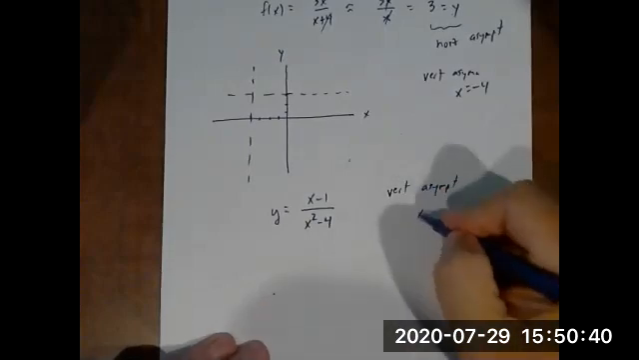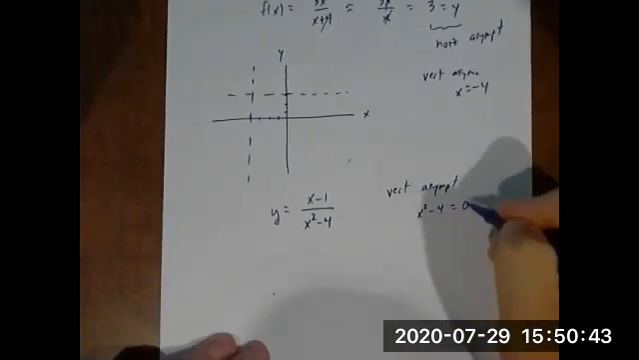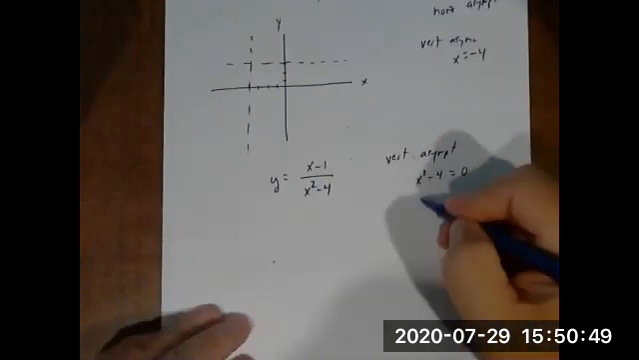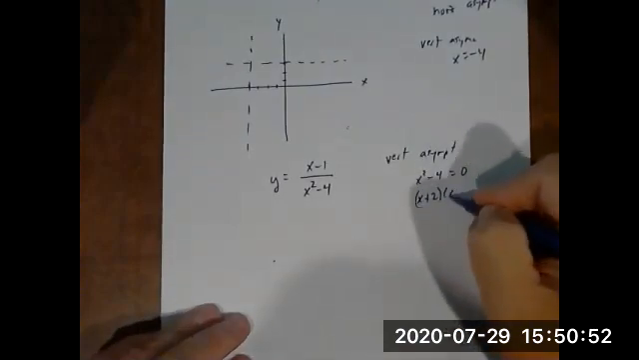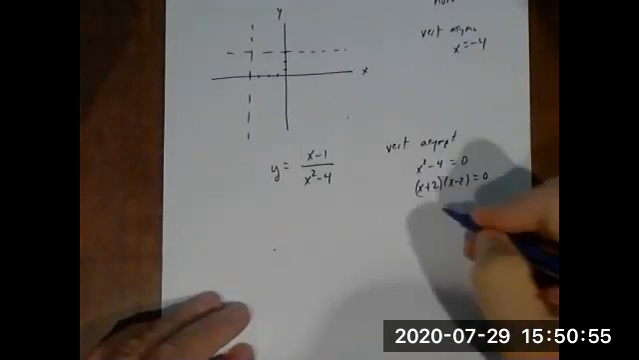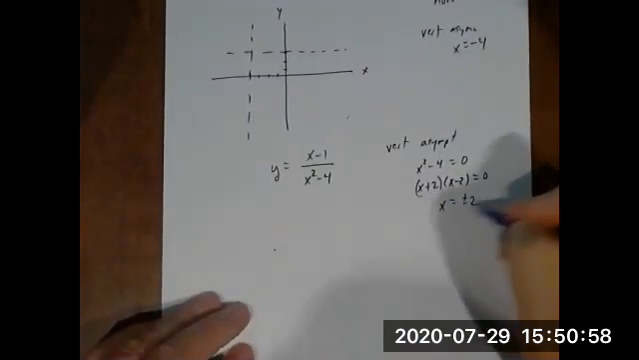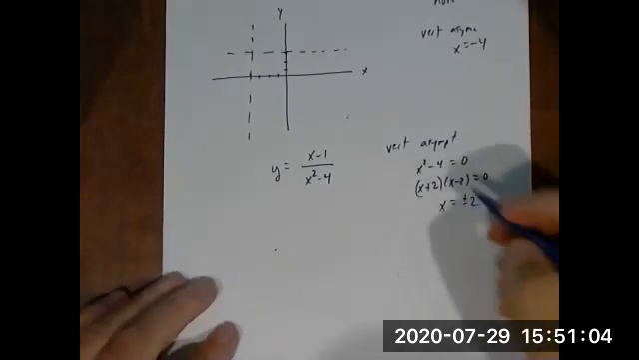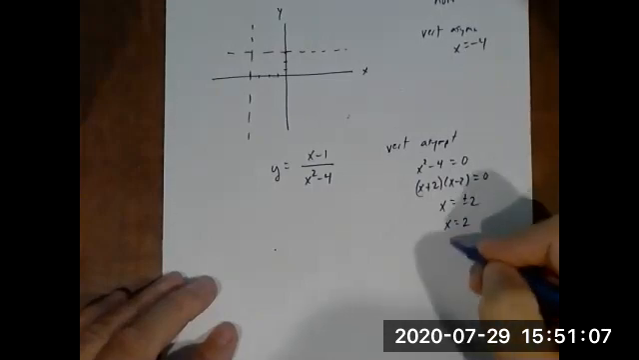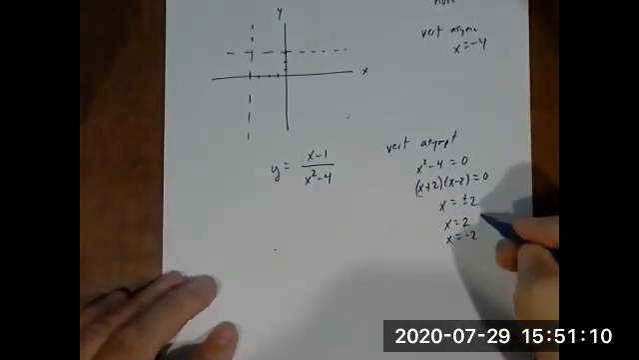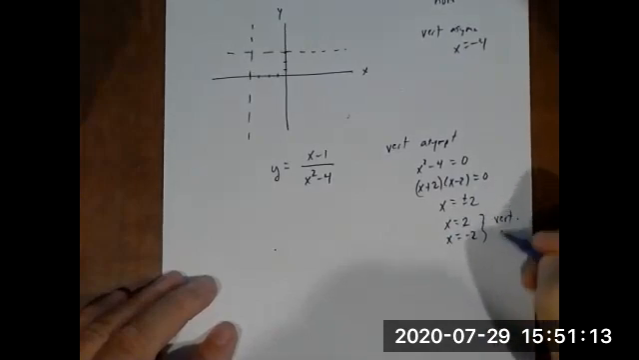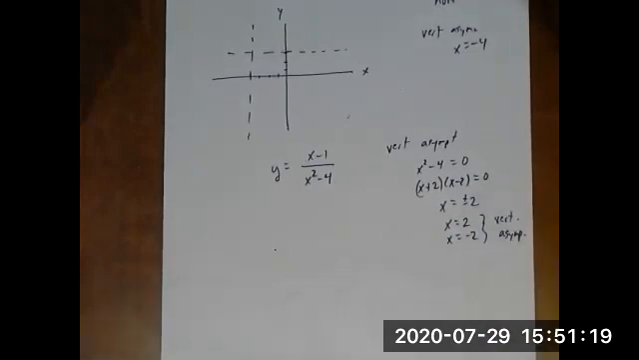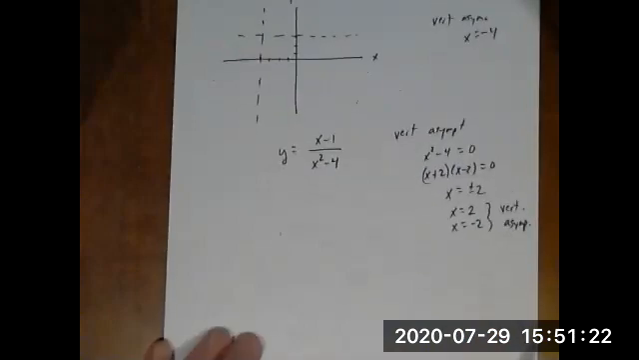vertical asymptote. I'm going to take the denominator, say equal to 0. If I want to solve this, I'm going to go ahead and factor this. This is a difference of squares. So when I solve this equation, I get x equals plus or minus 2. Those are now my vertical asymptotes. So I could say x equals 2, x equals -2. In this case, 2 vertical asymptotes. Once again, all comes from the denominator.